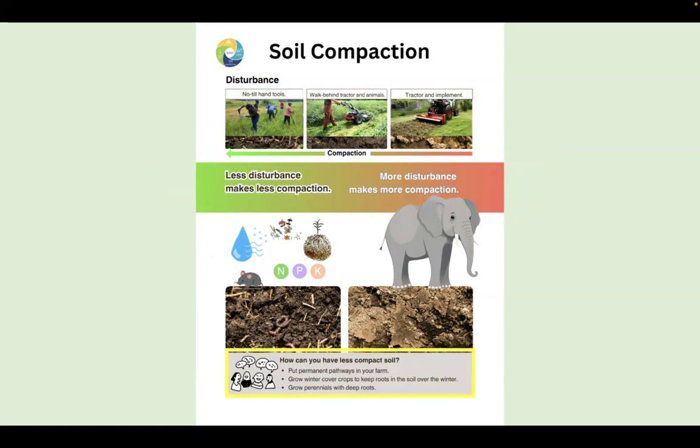How can you have less compact soil? Put permanent pathways in your farm. Grow winter cover crops to keep roots in the soil over the winter, and grow perennials with deep roots. Again, when you till less, you will have less disturbance and less compaction.